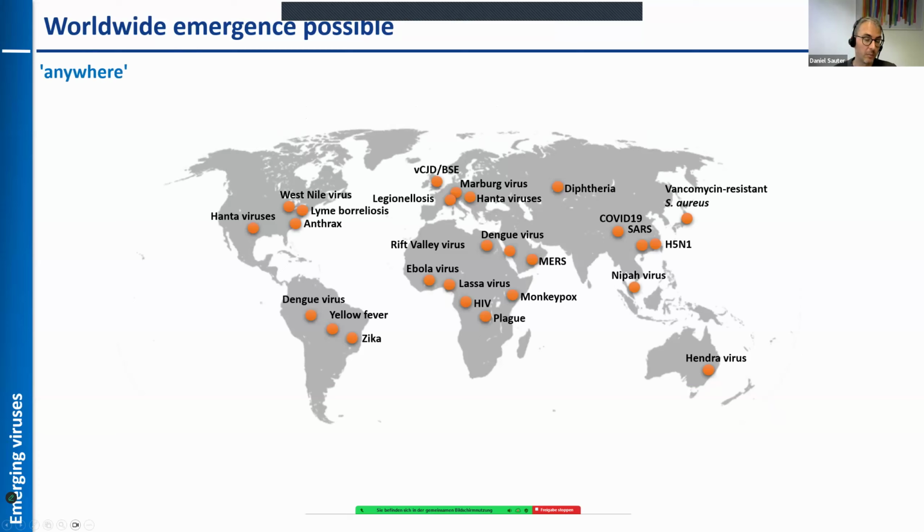And not only any time, but also anywhere. So there are outbreaks of epidemics, of pandemics or endemics everywhere, all over the world. So independent of the climate or the population density, they can appear anywhere around the globe.